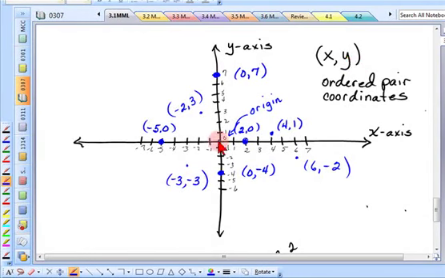So, having said that, what do you think we name the origin? It is 0, 0. The origin is 0, 0. You always start at the origin, and if you're not going to move right, the x is a 0. If you're not going to move right or left, x is 0. If you're not going to move up or down, y is a 0.